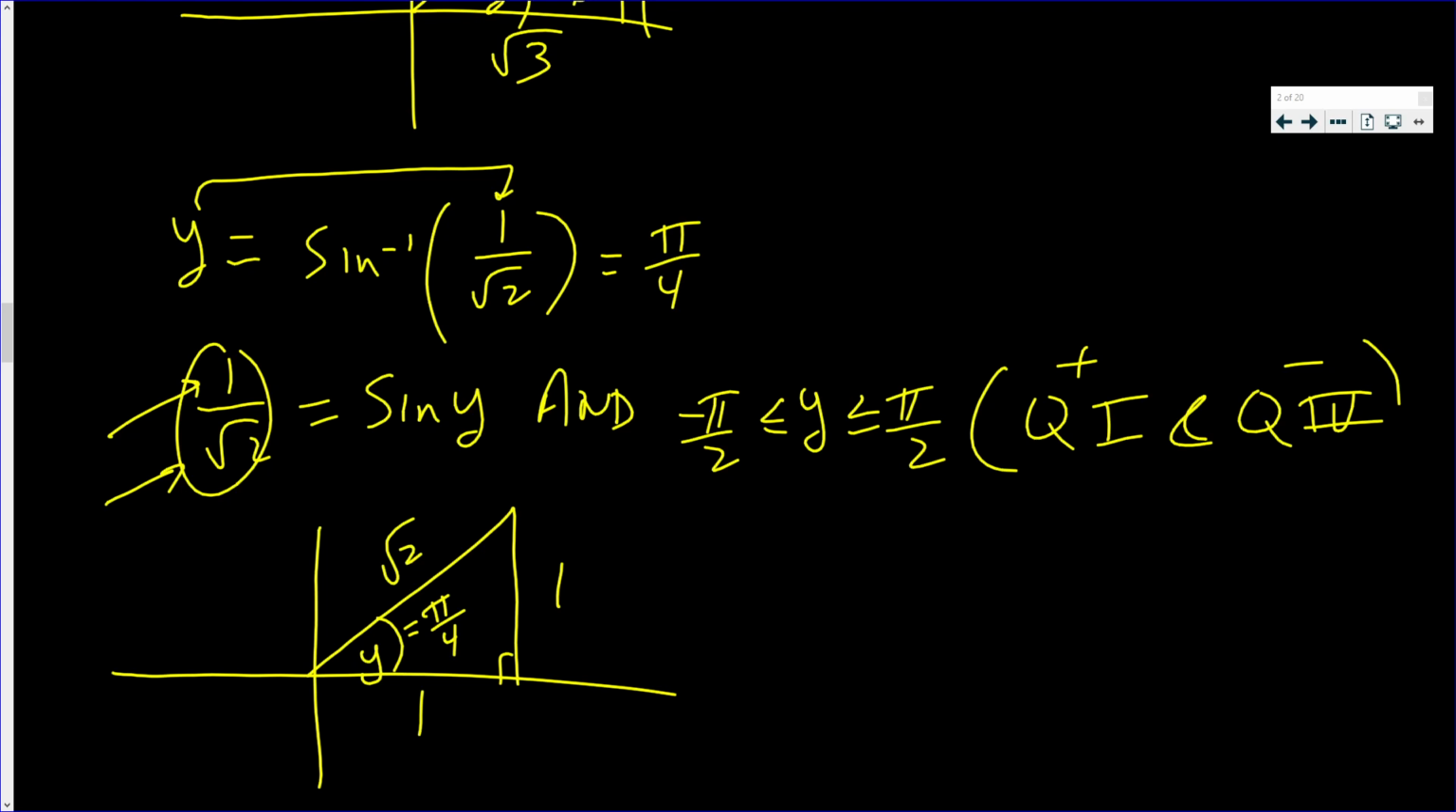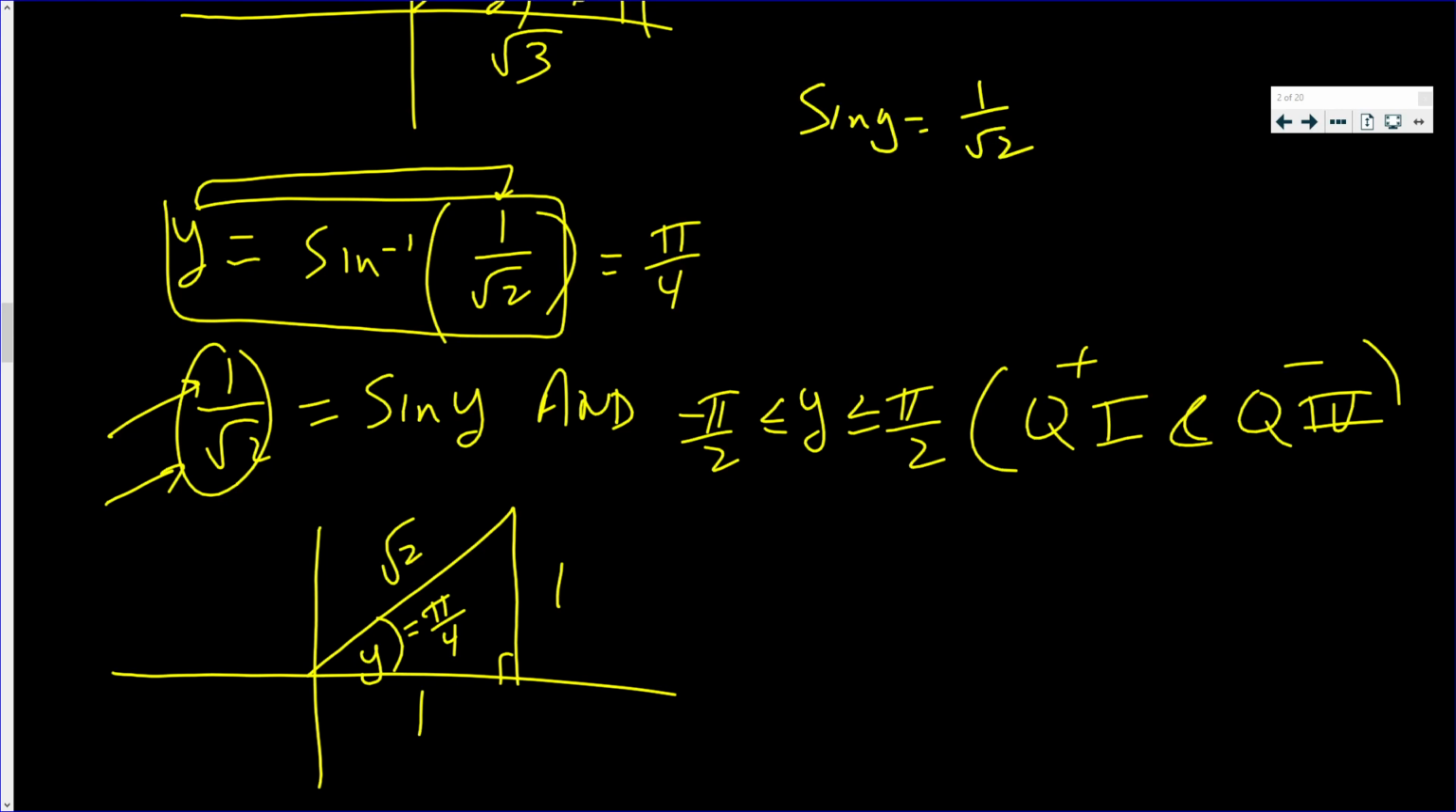This problem is very similar to somebody asking you to solve sine of y equals 1 over square root of 2. This has many, many answers, one of which is pi over 4. But that's the difference between inverses and non-inverse equations. Inverses can only give you one answer.